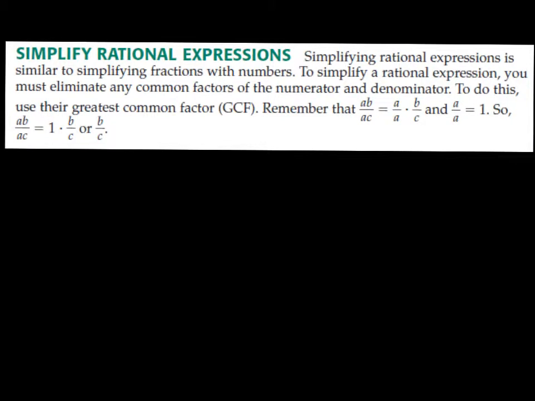Simplifying rational expressions is similar to simplifying fractions with numbers. To simplify a rational expression, you must eliminate any common factors of the numerator and denominator. To do this, use the greatest common factor. Remember that AB over AC is the same as A over A times B over C, and anything divided by itself, including A's, is 1. So AB over AC is the same as 1 times B over C, or B over C.